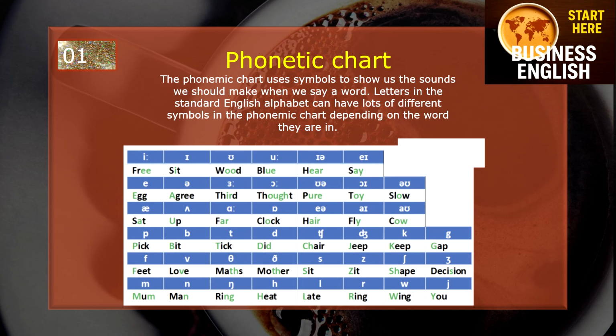So, let's start with phonetic chart. So, what is phonetic chart? The phonetic chart uses symbols to show us the sounds we should make when we say a word. Letters in the standard English alphabet can have lots of different symbols in the phonemic chart depending on the word they are in. So for example, we have word free and sit.